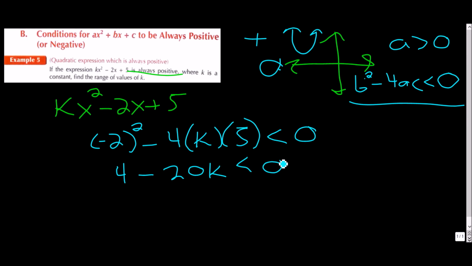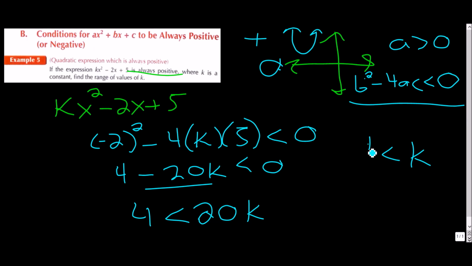So what we want to go ahead and do is you never really want to divide by a negative number when you're dealing with an inequality, because that reason you have to switch the signs. So what I would do is you're going to have to move something anyway, so I would move our negative 20k over. I would get 4 is less than 20k, or greater than 20k, excuse me. And therefore k is greater than 4 over 20. K is greater than 1/5.